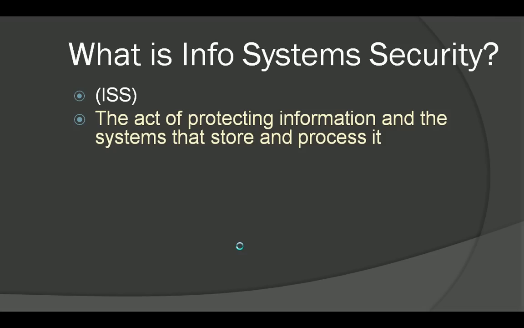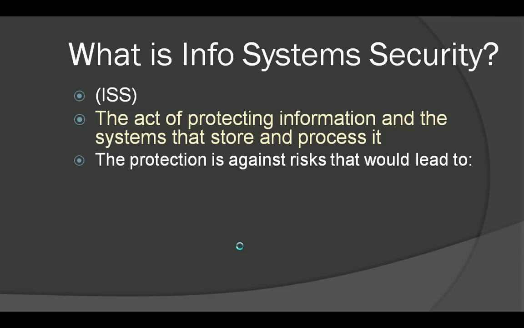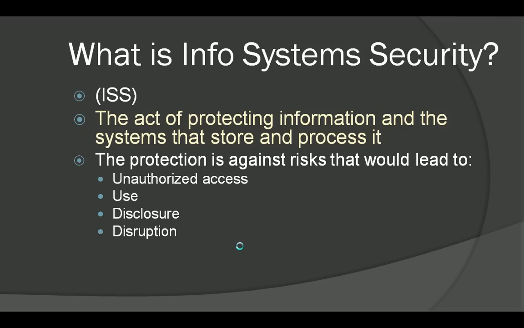And it's obvious why people would do that, but in IT security, sometimes it's not so obvious to people as to why we need to protect all this stuff and how to protect all this stuff. And IT security policy is going to help us define all that. So the protection is against risks that would lead to unauthorized access, unauthorized use, disclosure, disruption of business of the business itself, modification of data, so something that gets changed that shouldn't have been changed, destruction of data, something gets lost.